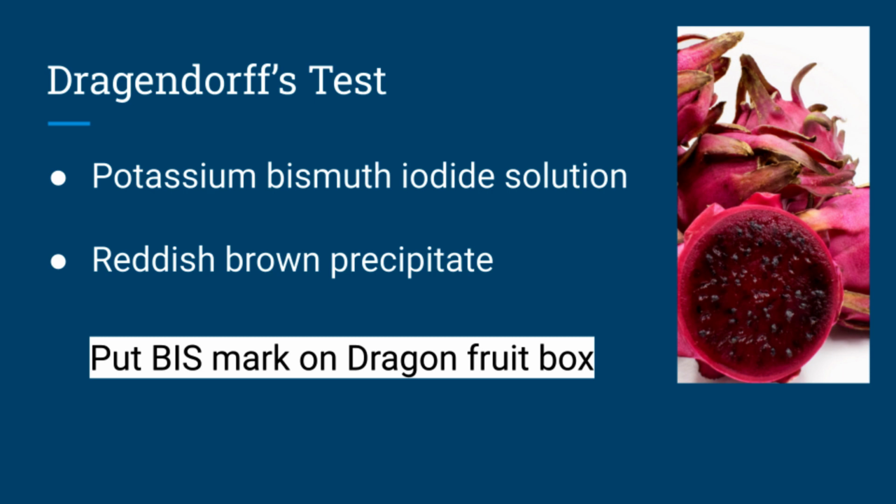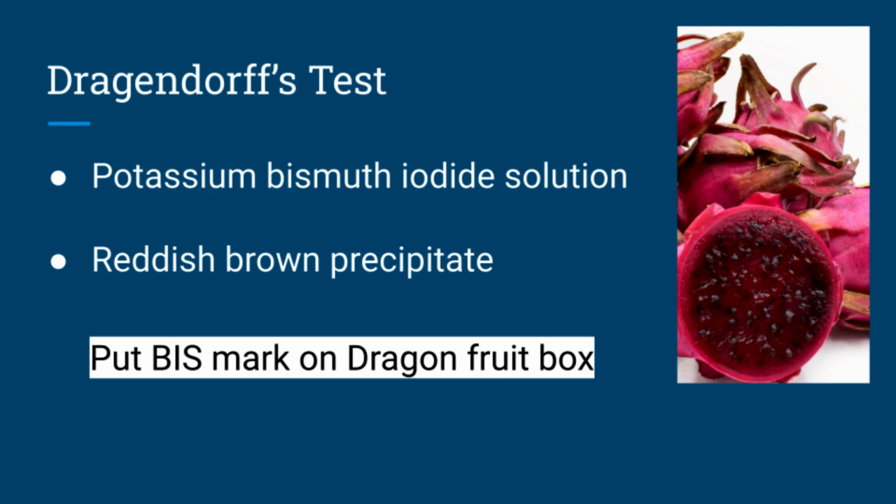Dragendorff's test. Dragendorff's test utilizes potassium bismuth iodide solution for identifying alkaloids. Potassium bismuth iodide solution is the reagent used for Dragendorff's test. If alkaloid is present, a reddish brown precipitate is formed.